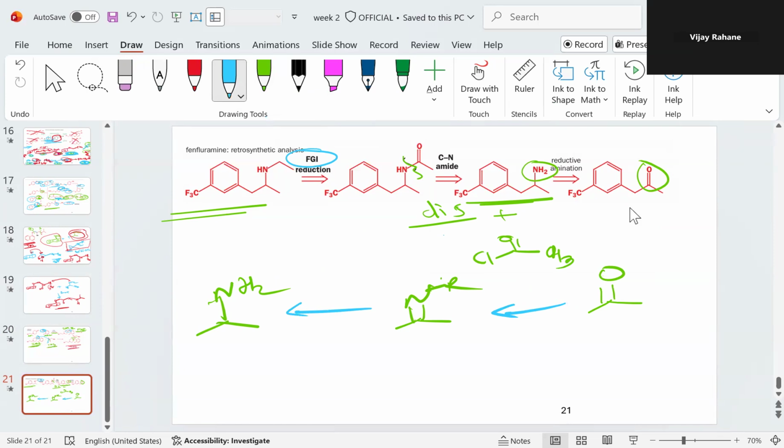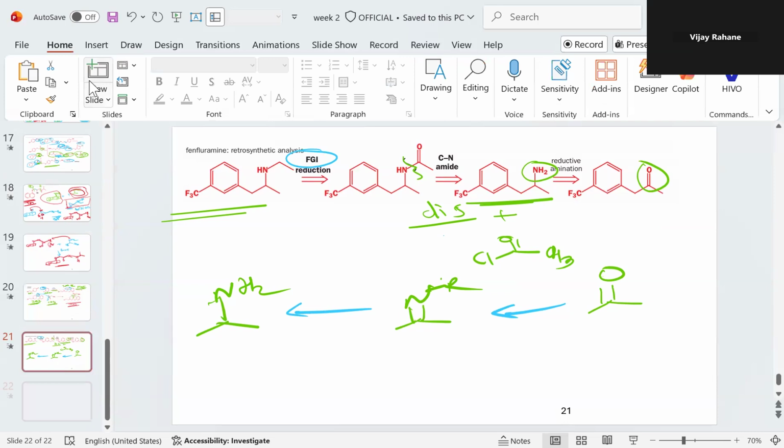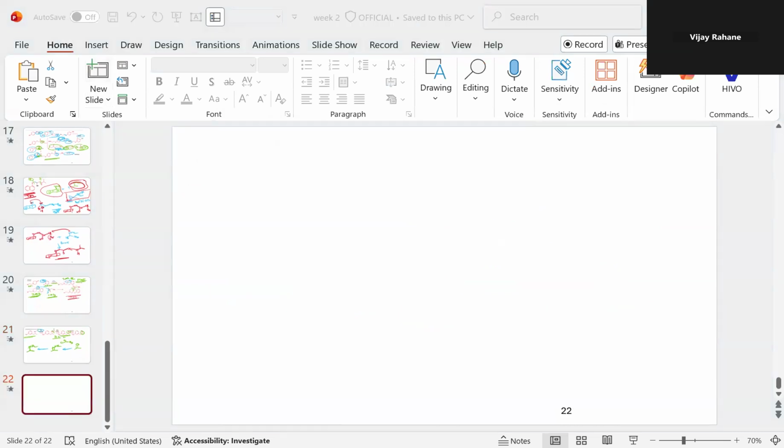So this is the retrosynthetic analysis of this fenfluramine, and if you look at the forward synthesis of this same molecule, what will be the forward synthesis? I will directly show the forward synthesis.